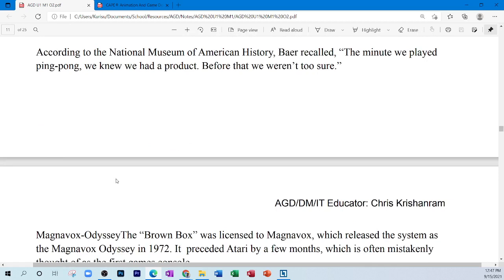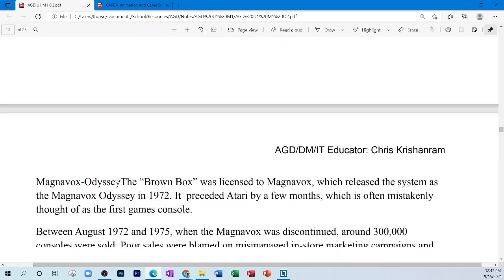According to the National Museum of American History, Baer recalled, "The minute we played ping pong, we knew we had a product. Before that, we weren't too sure."